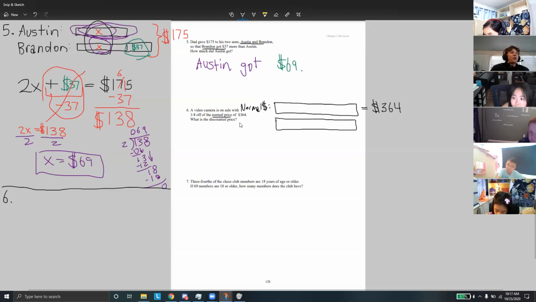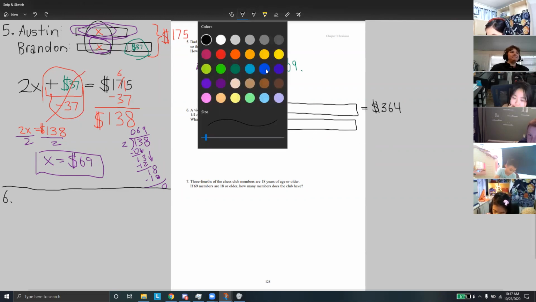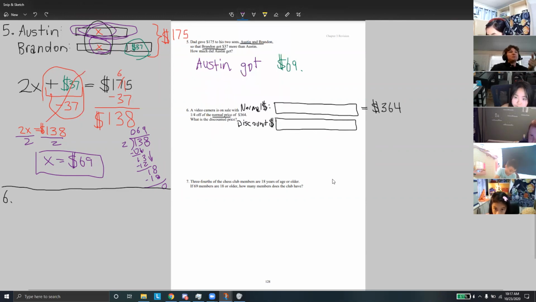And the new price, I'm going to write the discount here, discount money. This discount money used to be the same as 364, that would be the whole thing, but we have a fourth off. So if we're taking a fourth away from something, how many times are we going to split up this discount? Four. Yeah, so we're going to split it into 4 parts. Make sure you split into 4 parts.